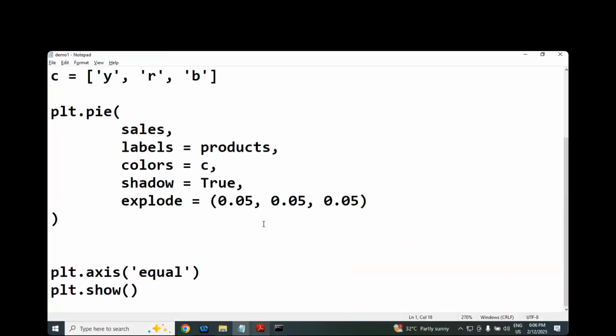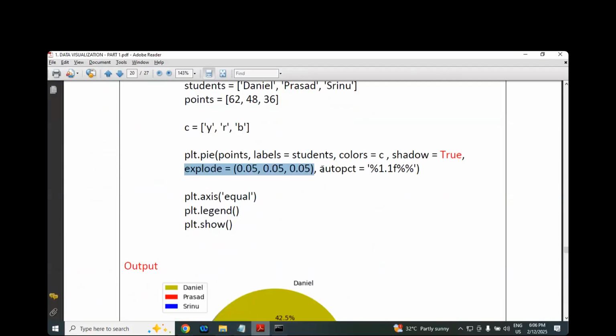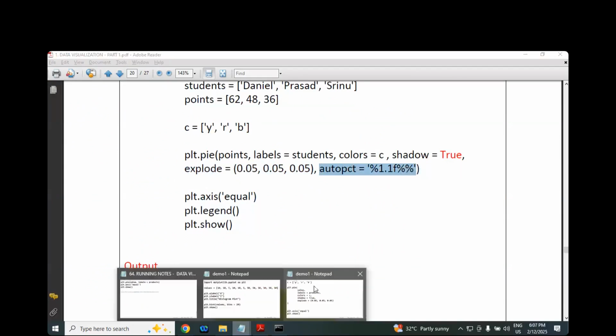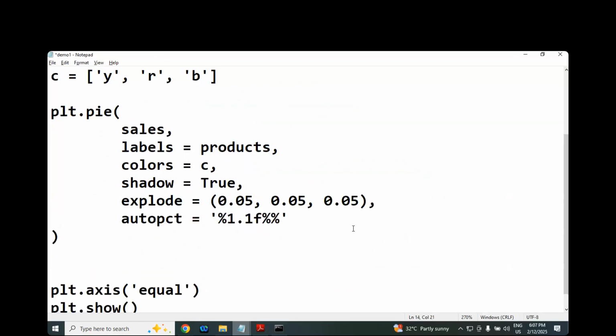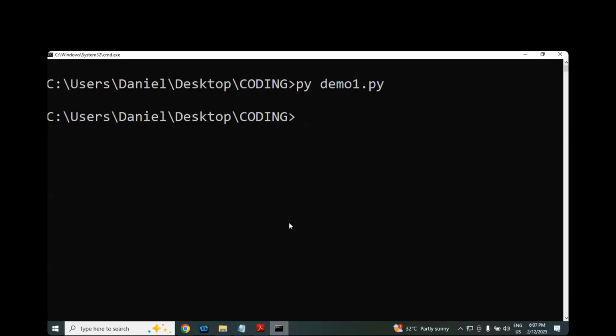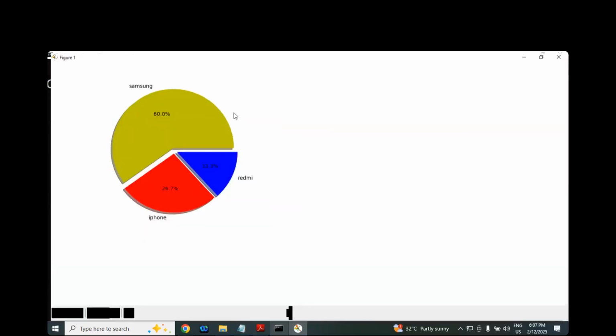Sir, how many keyword arguments? Four. Very, very important keyword arguments. The next one, autopct, some value. Anyway we are getting the diagram, and along with the diagram I just wanted to display the percentage-wise data. Previously we were getting the diagram but no percentage, but I wanted to see the percentage.